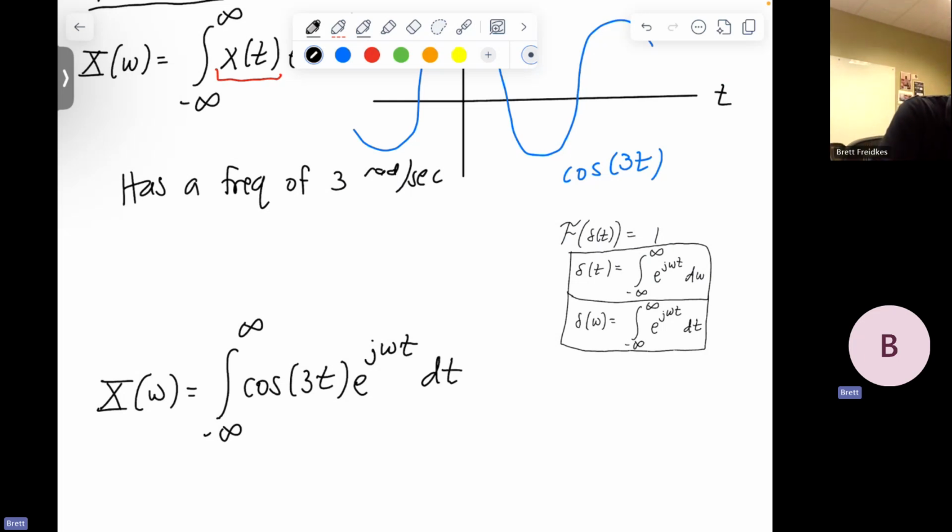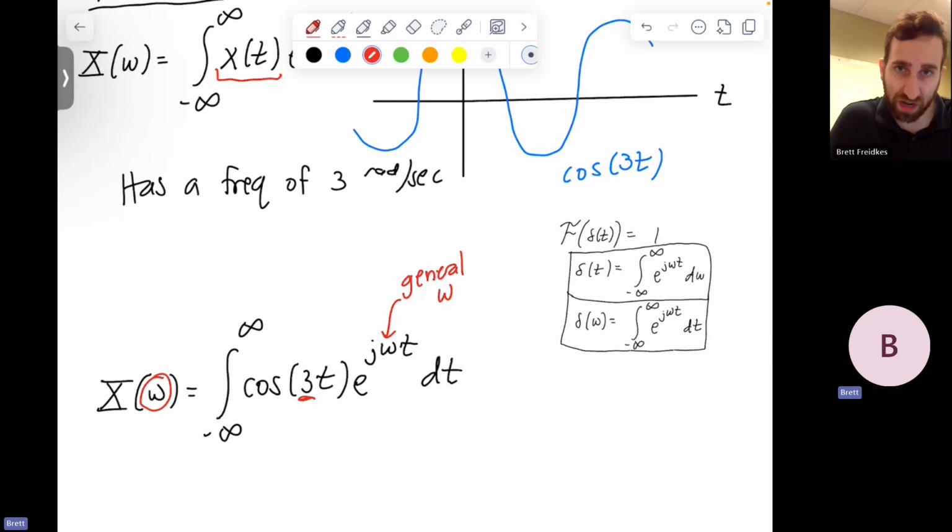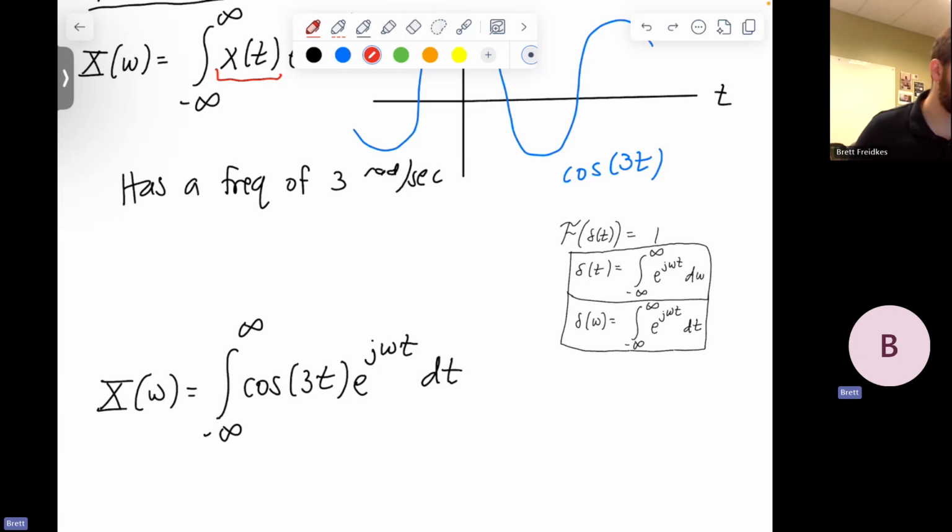It's important to note that this 3 is a part of the cosine function. That is the signal that we're interested in. The omega here is just some general omega. This is not equal to 3. This is just a variable, because at the end of the day, we want a function that's of omega. So if we put in a 3 there, then we would have no omegas in our final expression. So this omega that's in the exponential will stay as omega and not be substituted in as some sort of value.